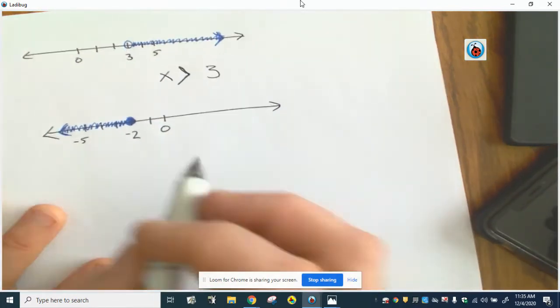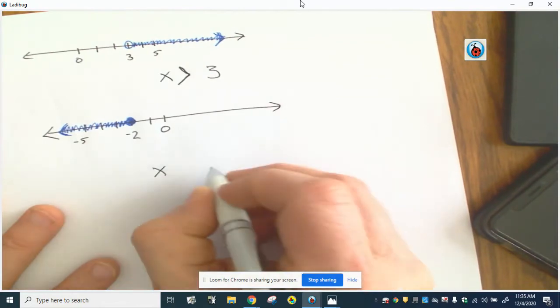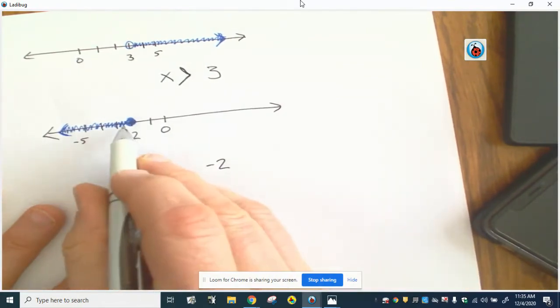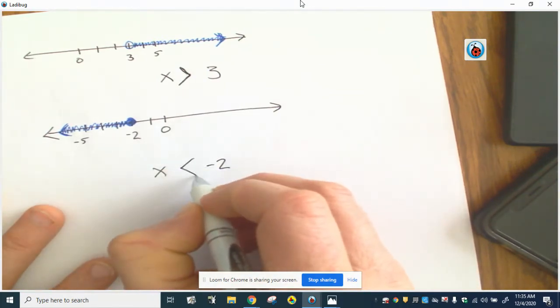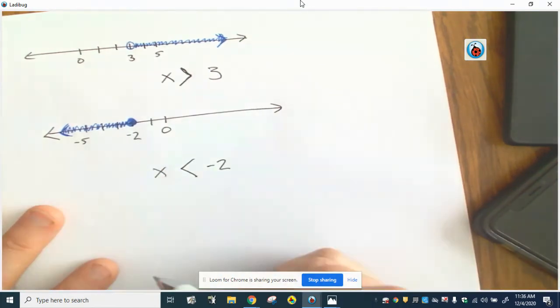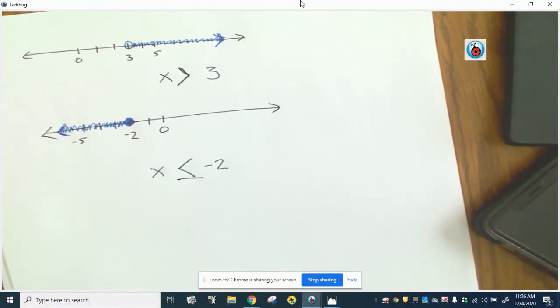This one, we have a point at -2. It's shaded to the left, which means less than. So x has to be less than -2. That's a colored circle, so we're going to put or equal to, okay? So these are fairly easy.